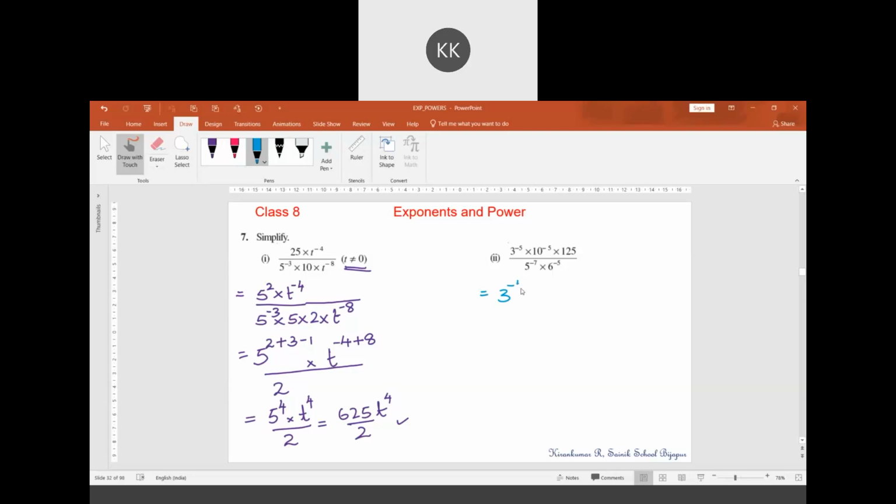3 to the power minus 5. I cannot do anything here. Instead of 10, we can write 2 times 5, so the power minus 5 applies to both. 5 into 5 cube, 5 to the power 3, divided by 5 to the power minus 7 into 6 to the power minus 7, to the power minus 6.